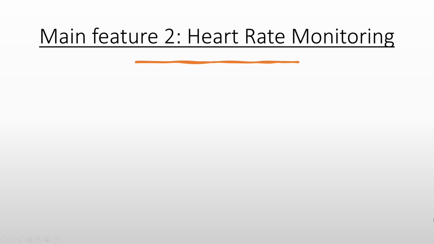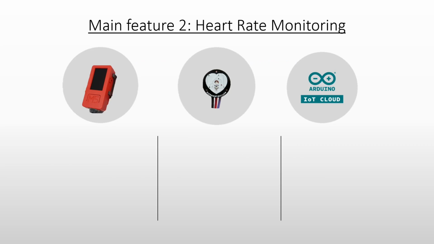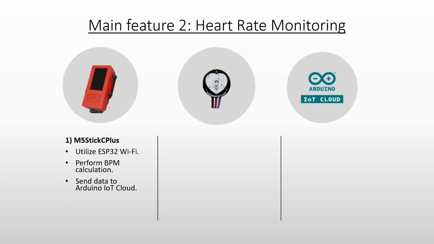Next, I'm going to talk about our product's second main feature, which is heart rate monitoring. For heart rate monitoring, we will be using the M560 Plus pulse sensor and also Arduino IoT Cloud. For the M560 Plus, we will be using the ESP32 Wi-Fi connection and perform the BPM calculation and also send the data to the Arduino IoT Cloud.